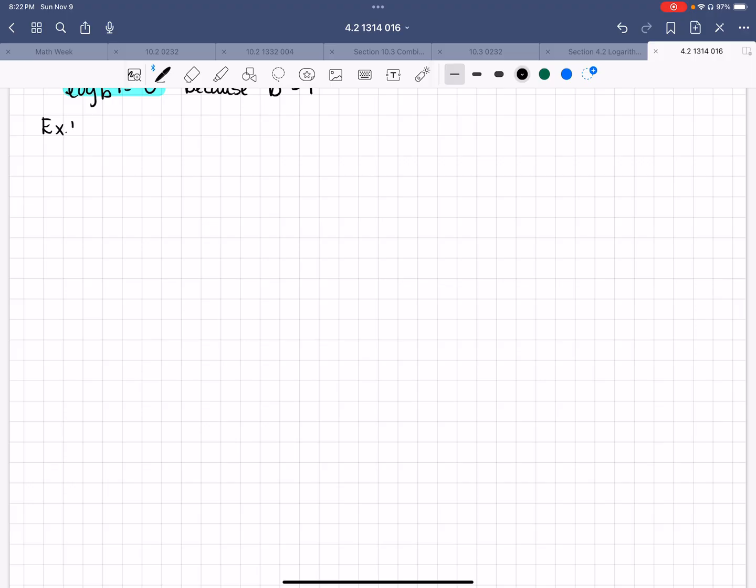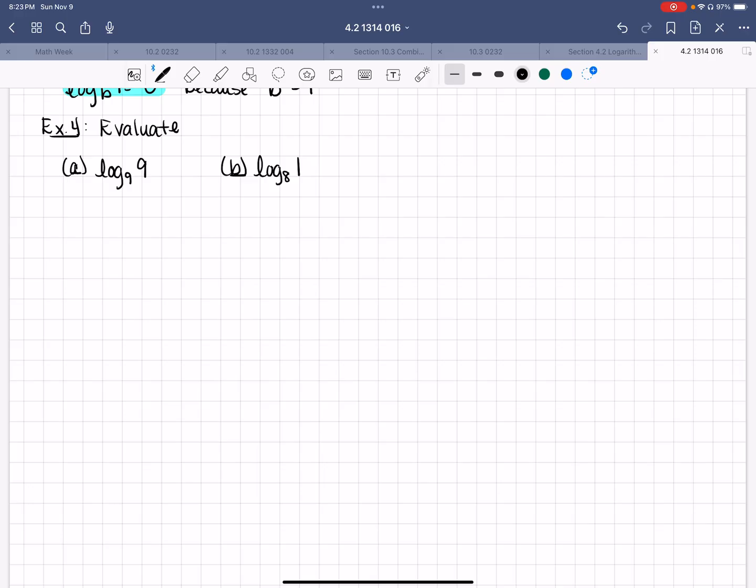So let's look at example 4. We want to evaluate A, I have log base 9 of 9. Well, okay, we'll go ahead and write B also. And then I have log base 8 of 1.